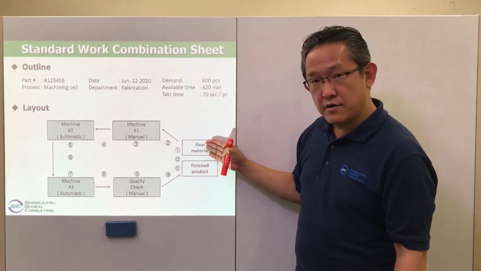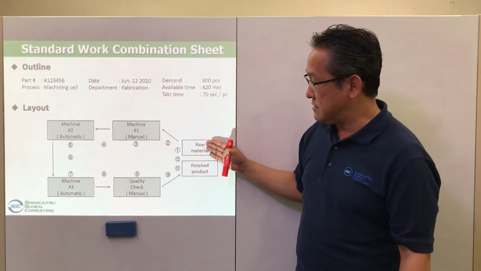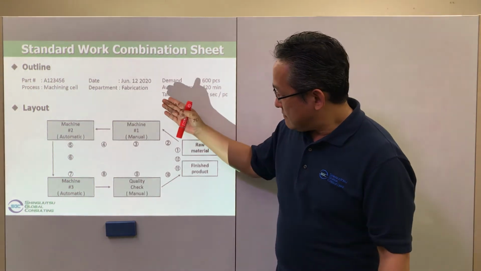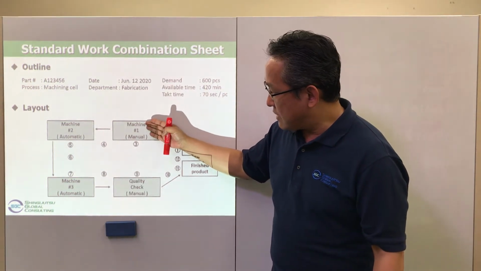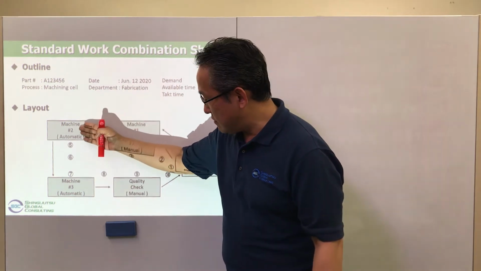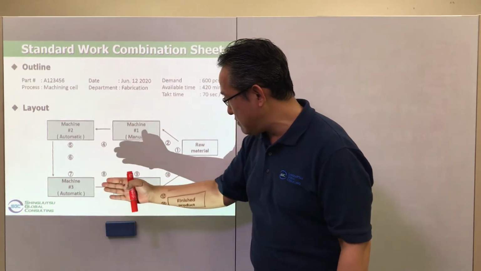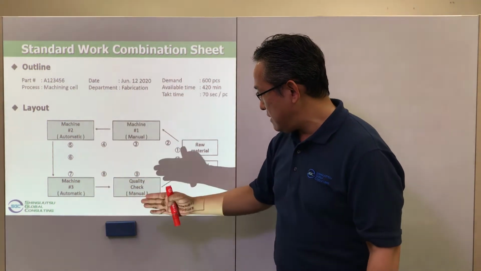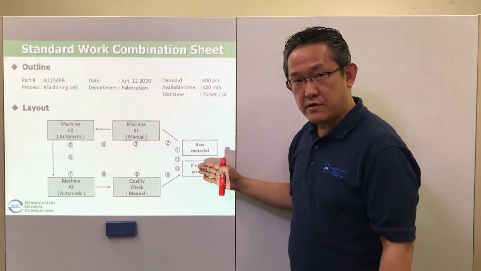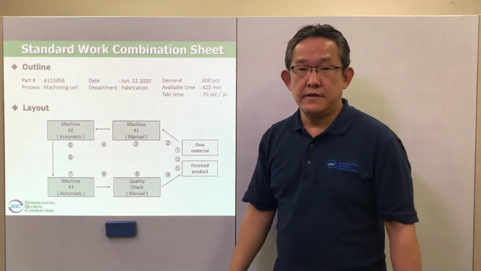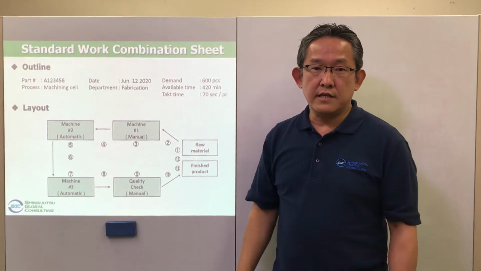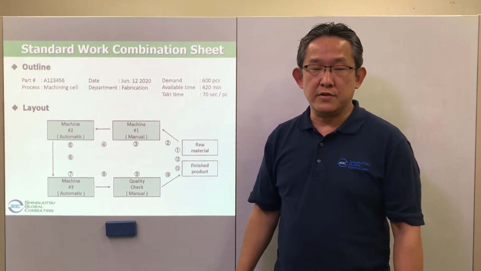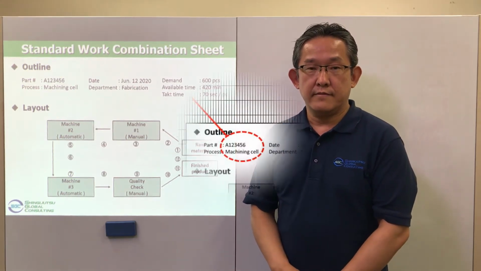It starts from taking the raw materials. From there, the process flow proceeds counterclockwise to machine 1, machine 2, machine 3, with the final quality check before transitioning to finished product. Together, let's make a standard work combination sheet from this process example.